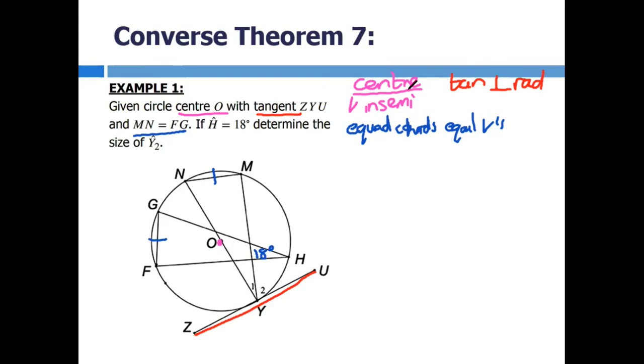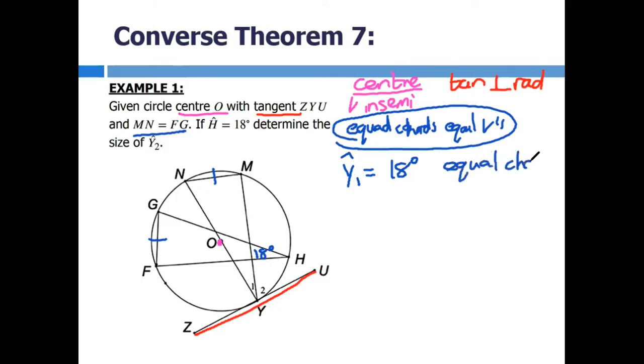Okay, so we've already had some suggestions come through. Benati says that H is equal to y1. So let's have a look here. H is equal to y1, that is using this theorem, equal chords, equal angles. Absolutely. So straight away I can say that y1 is going to be equal to 18 degrees, equal chords, equal angles.